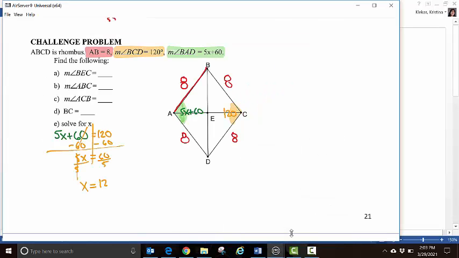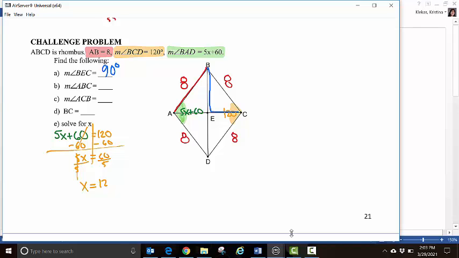You should have gotten this for X. How did you guys do for X? Okay, so now let's look at it. The measure of BEC. BEC, that is a diagonal in a rhombus, so it has to be 90 degrees.